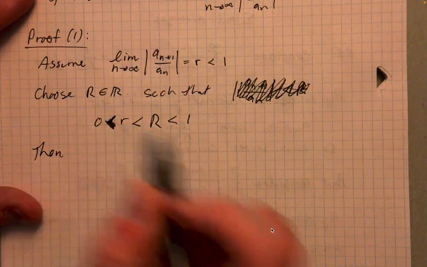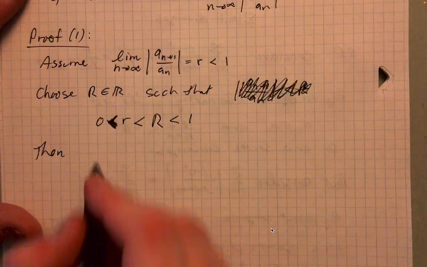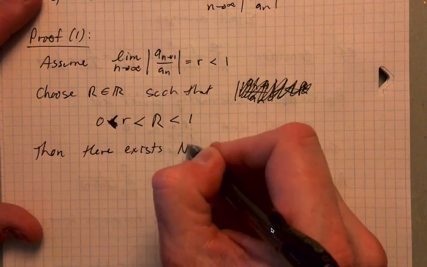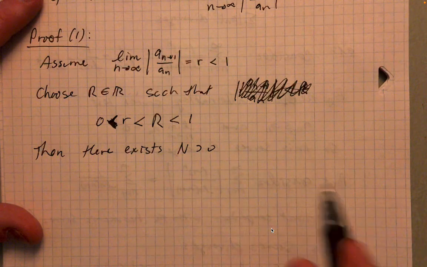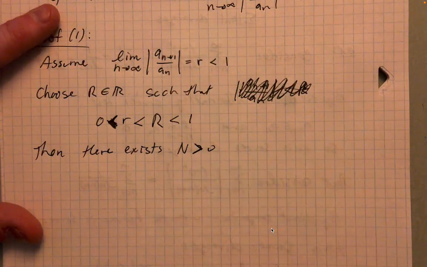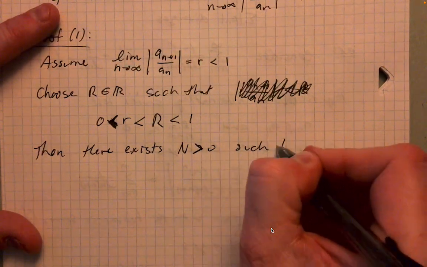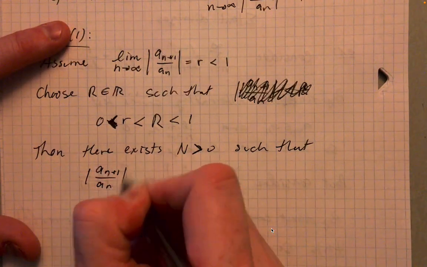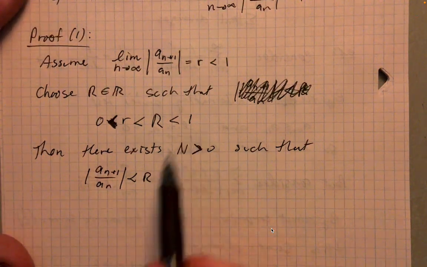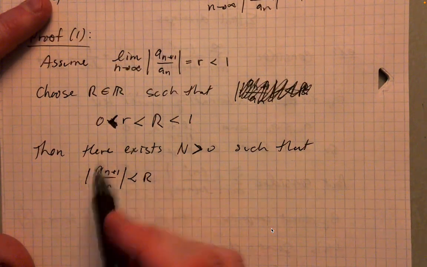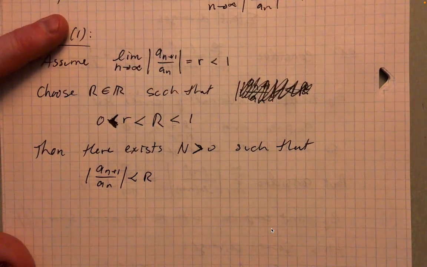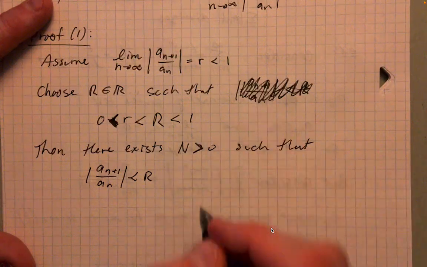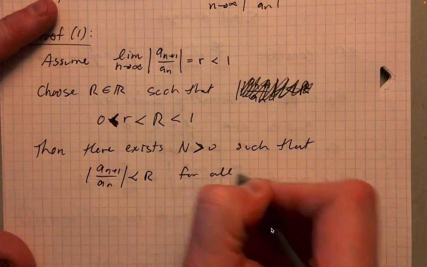Then where I meant to go with this previous one was to say that there exists an n greater than 0, right? So some positive integer such that the ratio of a of n plus 1 over a of n is less than r, your chosen r. Right? So the ratio is less than r for all n greater than this hypothetical positive integer N.